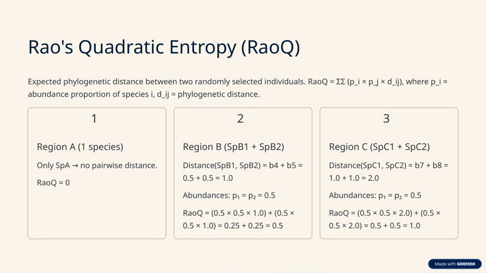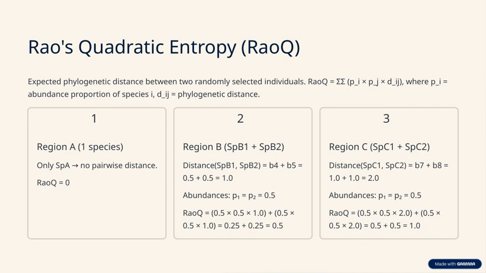Let's take a closer look at Rao's quadratic entropy, or Rao-Q for short. This metric helps us understand the expected phylogenetic distance between 2 randomly selected individuals from a community. Essentially, it tells us how evolutionarily diverse that community is.